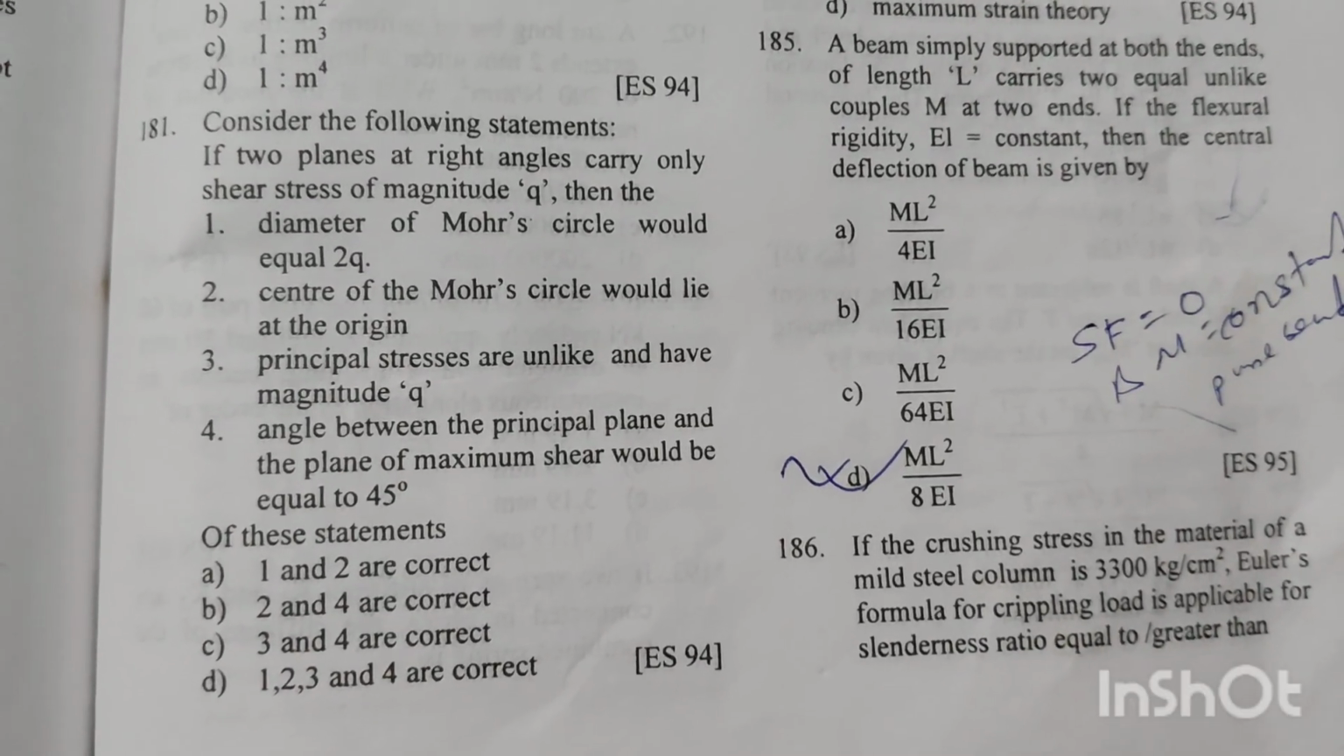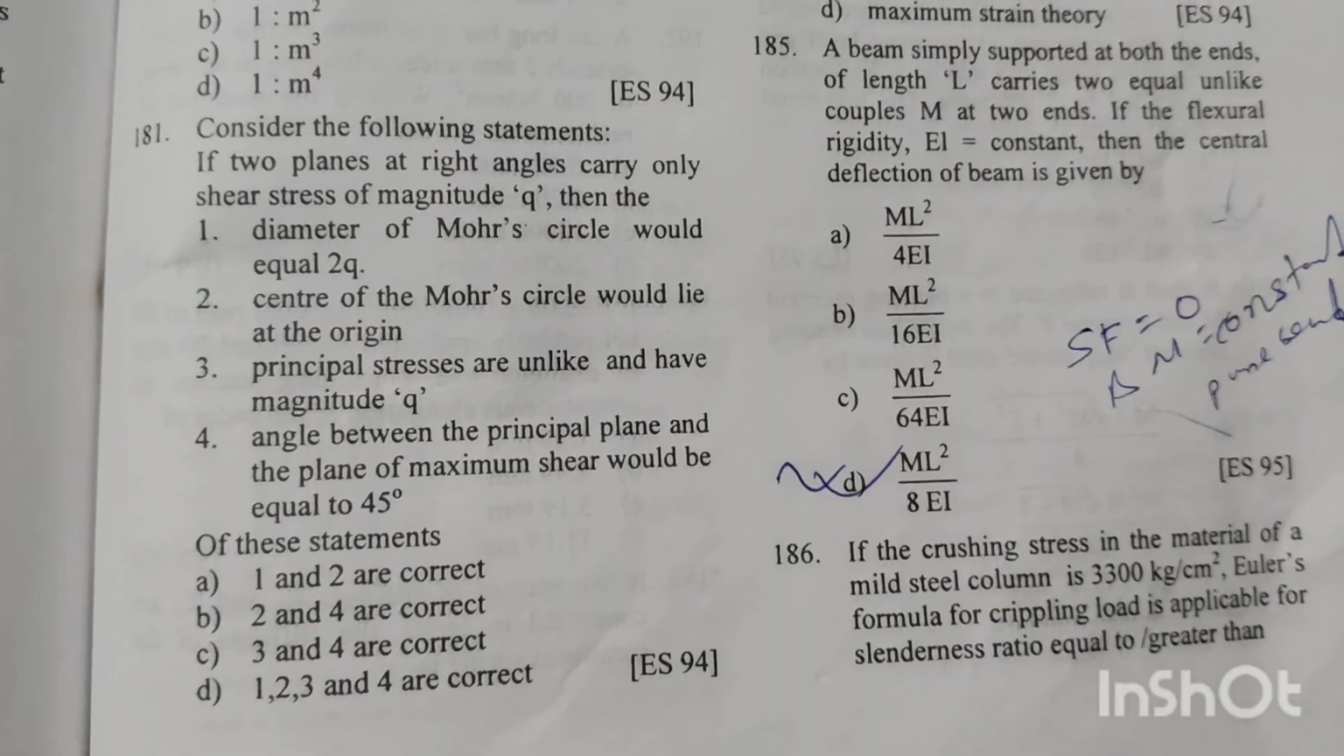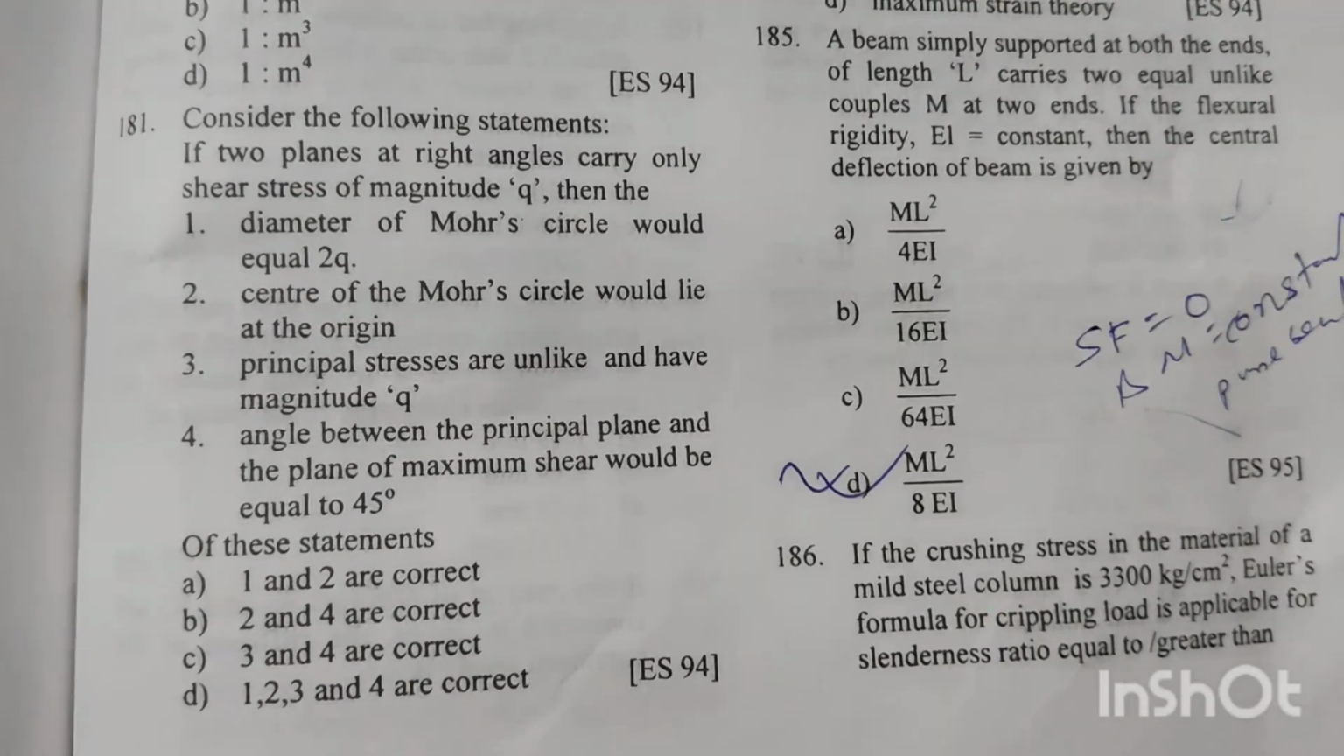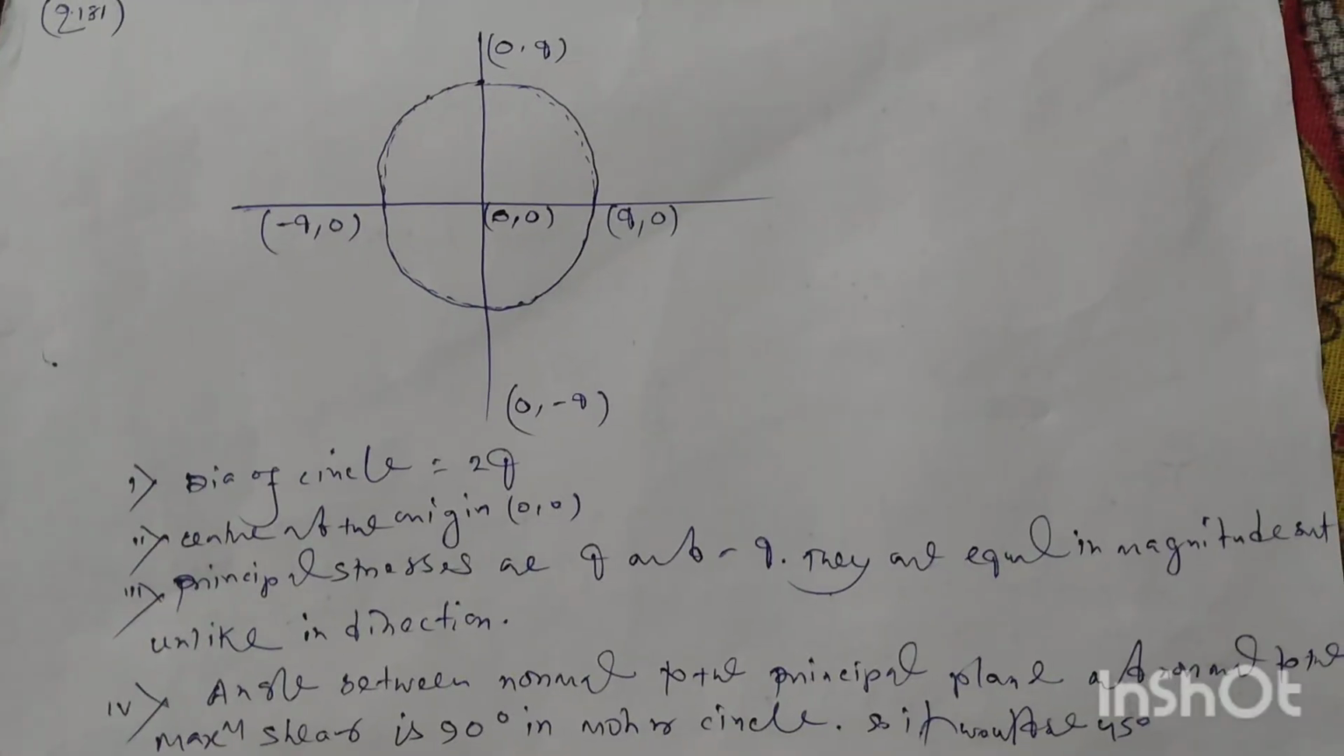Statement 4, angle between the principal plane and the plane of maximum shear would be equal to 45 degree. Right. Option D is right answer.